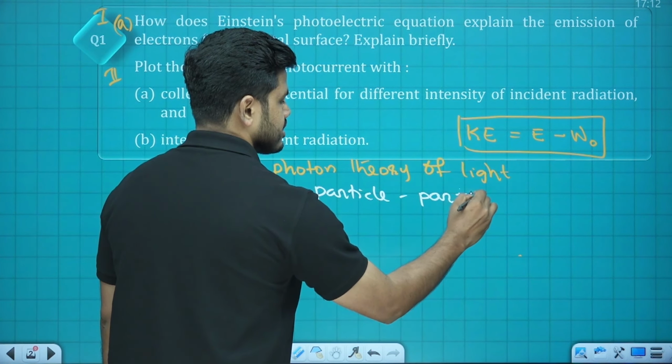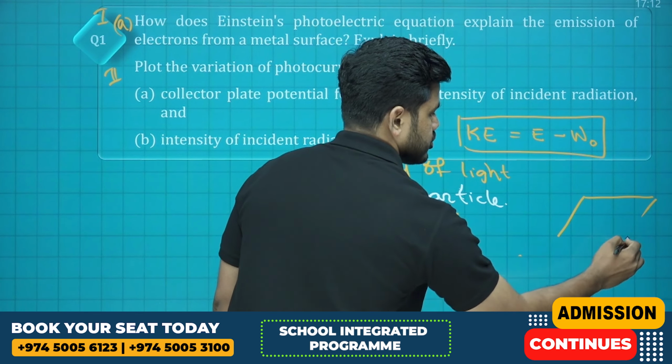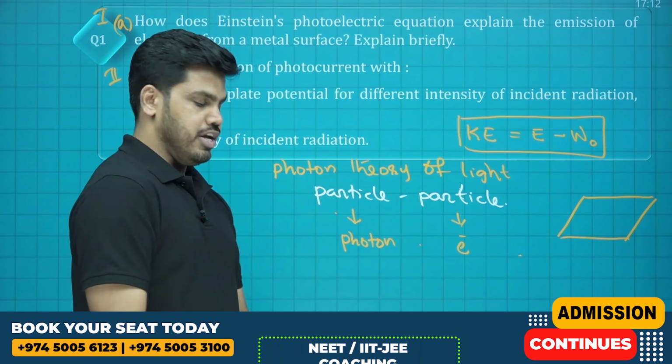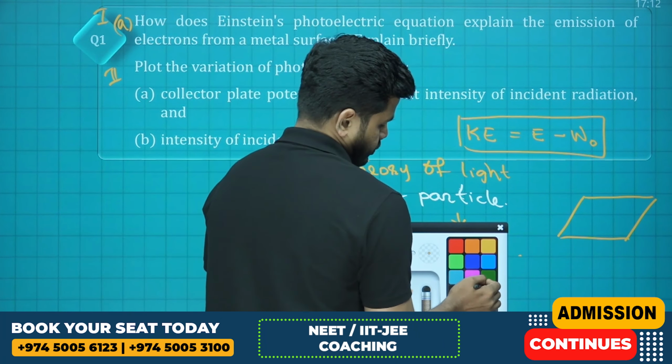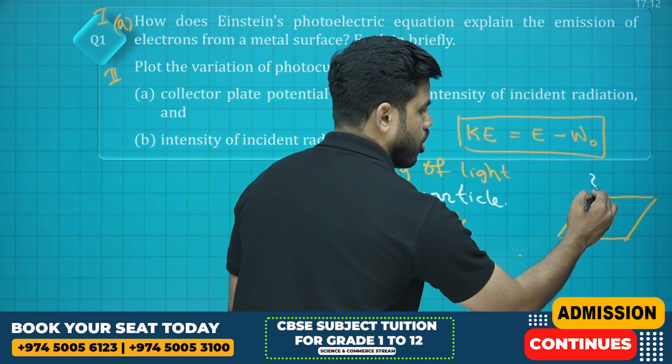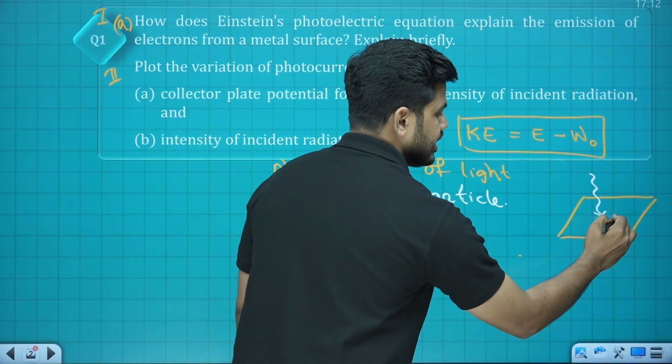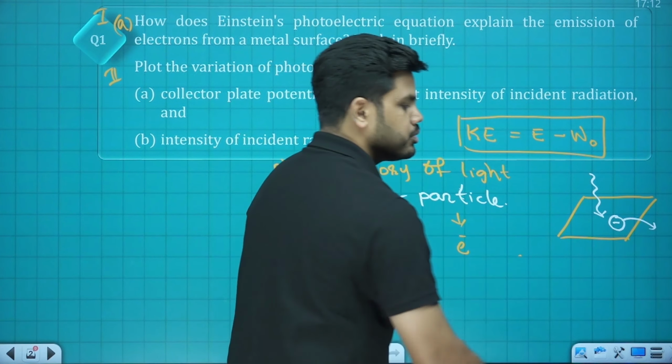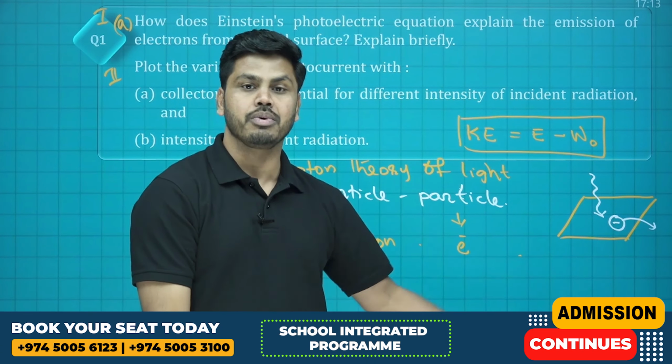Particle-particle interaction, in the sense, what do you mean by that? Which are the 2 particles we are talking about? One of the particles is the photon, and the second particle is the electron. He explained that whenever radiation of a definite suitable frequency is incident on a metal surface, electrons are emitted from it. That phenomenon is called photoelectric emission, we know.